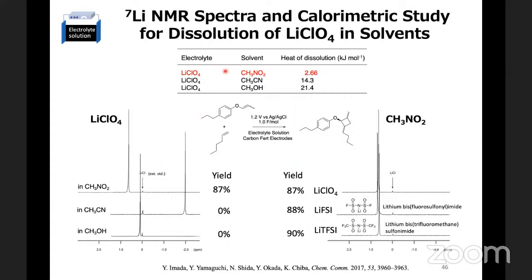Using these facts as an indicator, we measured NMR of various lithium salts in nitromethane and found that lithium FSI and lithium TFSI showed similar chemical shifts, which are also observed for lithium perchlorate in nitromethane. Furthermore, the electrolytic cyclobutane formation reaction also proceeds extremely efficiently. This means that, as expected, the environment of the lithium ion is an important indicator of the involvement of the unique set of functions exhibited by the electrolyte solutions.